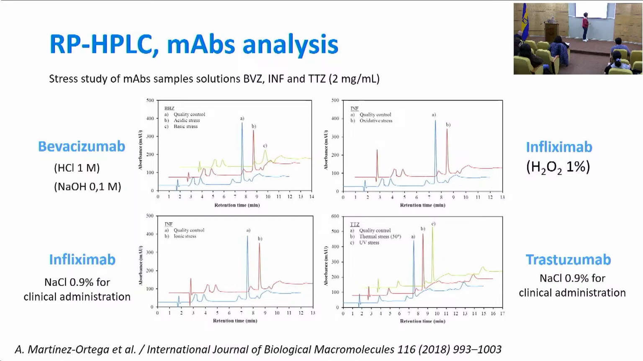For instance, in this case, you have a normal MAB, and a MAB submitted to thermal stress and UV stress, and you don't see any difference. So that means these MABs, probably, could be okay. But anyway, it's difficult, because even if you analyze the MAB before administration to the patient, a modification of the conformation could happen during the administration, in the perfusion, in the syringe.